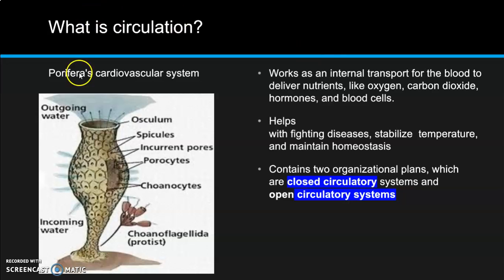I have a picture of a porifera cardiovascular system. You can see the outgoing water. The incoming water goes into the pores and comes out at the top. Remember in lab that scuba divers put dye near the sponges and you got to watch the colors come out the top? That's basically what it was doing, transporting oxygen to get nourishment. It contains two important organizational plans, which are closed and open circulatory systems.